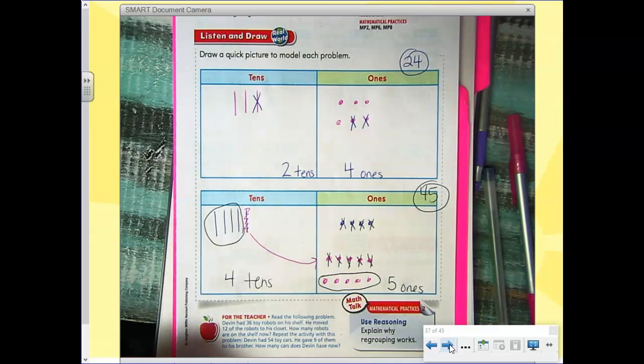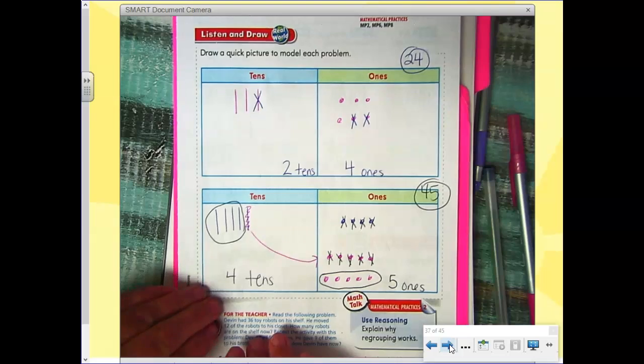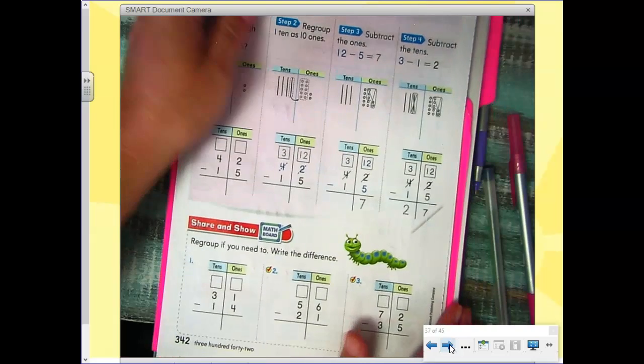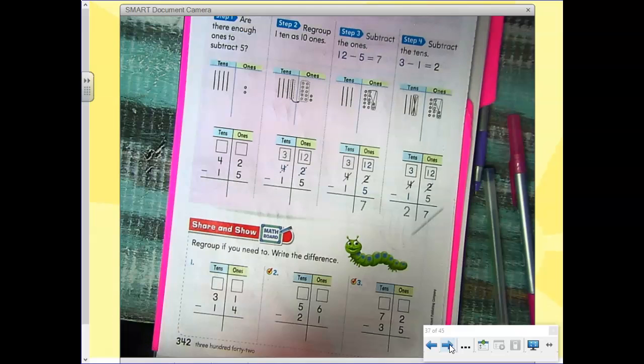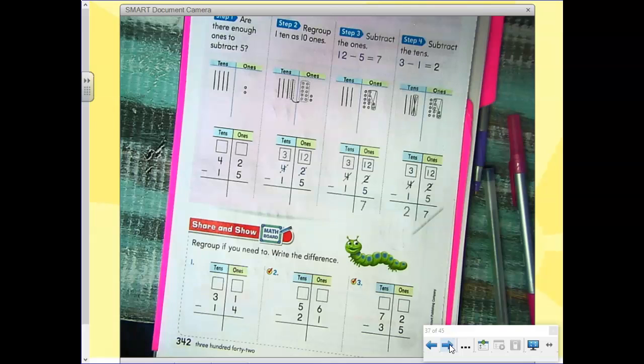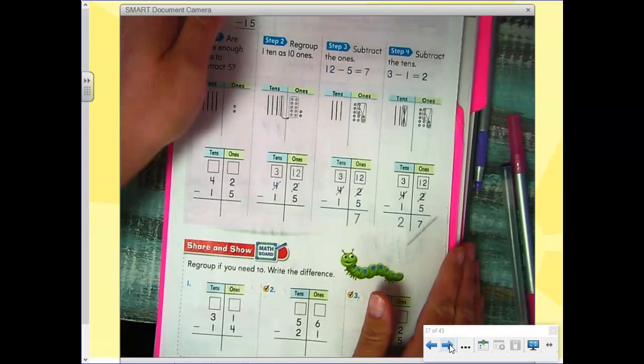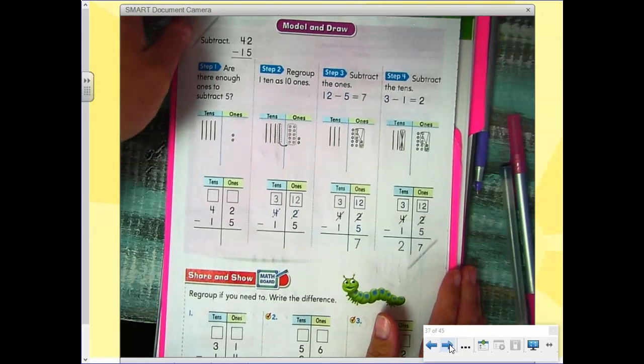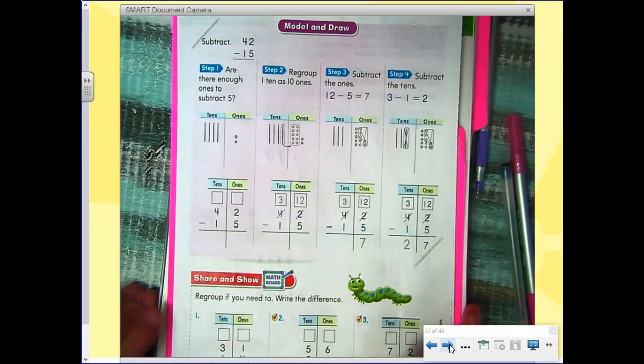Let's model and draw regrouping today without drawing our place value blocks. I think we're ready to move on from that. All right. Sorry, guys. I'm going to get it straightened out. Miss Byers had something fallen. So sorry.